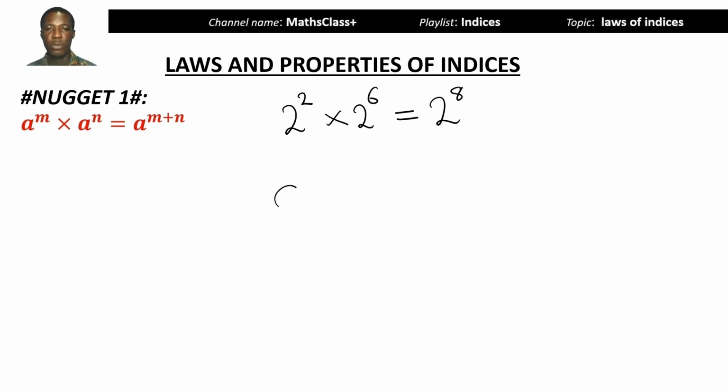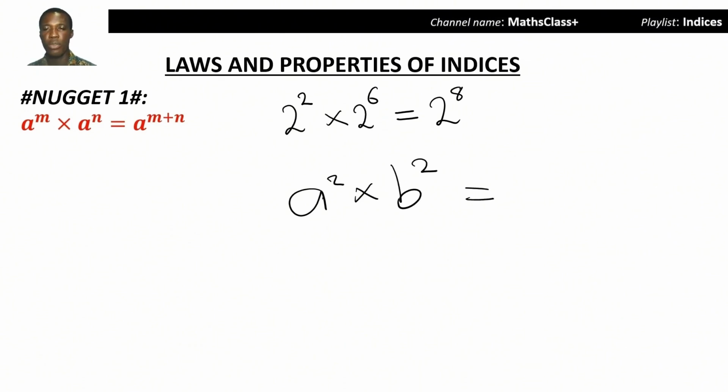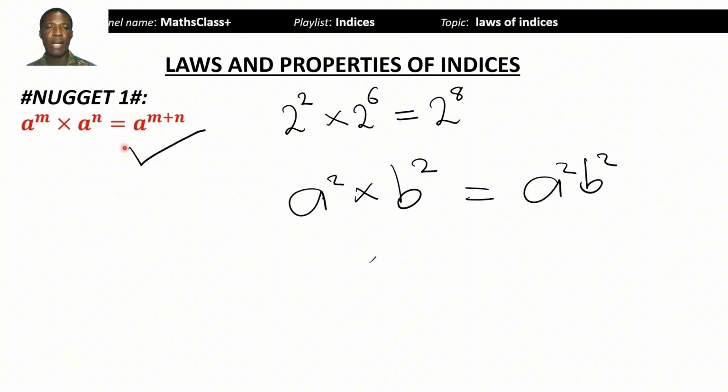So if I have a to the power 2 and I multiply by b to the power 2, the result is going to be a to the power 2, b to the power 2. So we can't put them together. They don't have the same base. Okay. And so let's note that in our first law, which I have tagged as the first nugget: when the bases of two numbers are the same and we multiply them, we take one base and then add the exponents of the two bases, as you see here.